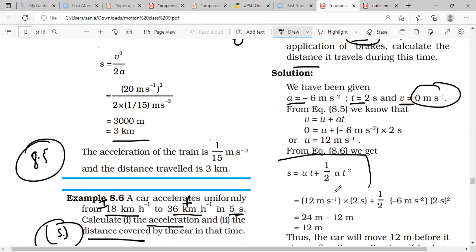See here, you can use this formula and you'll get the answer. Clear? No, not clear.